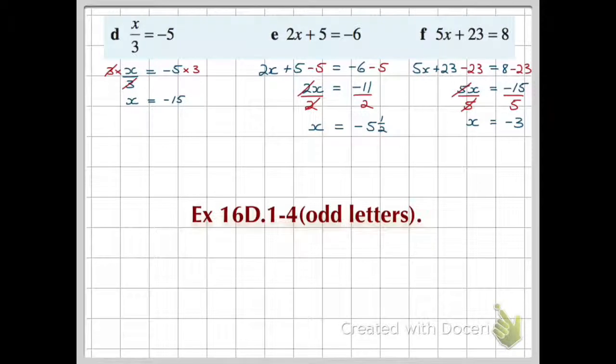Here's a reminder of what exercises you need to attempt. Just the odd letters for numbers 1 to 4. Be methodical, be careful. Don't leave out too many steps, but you can start to do a few more things mentally. But make sure you are able to communicate and explain each line of working out.